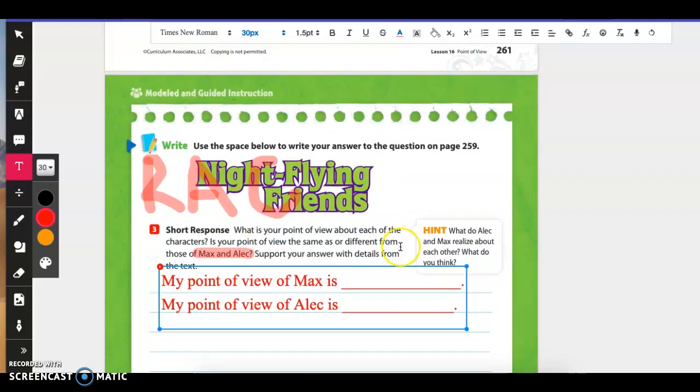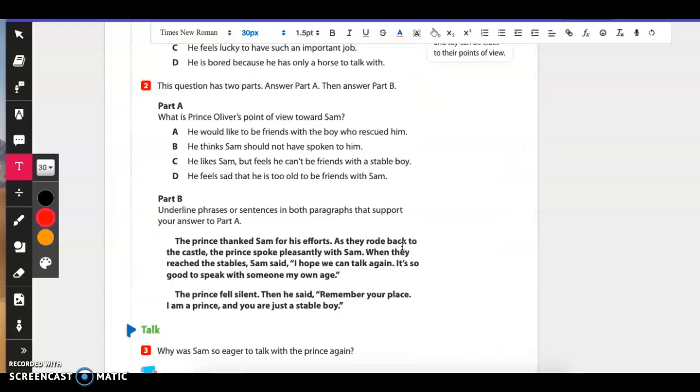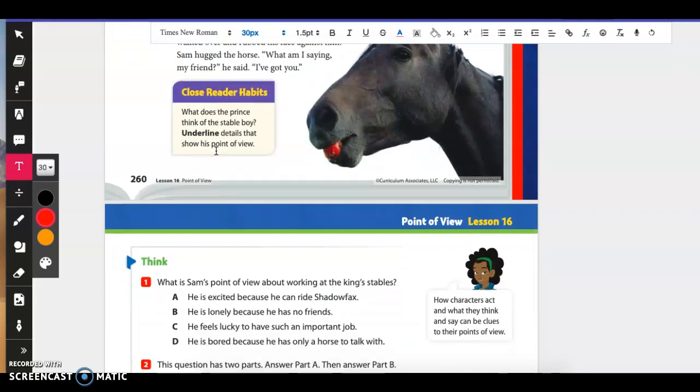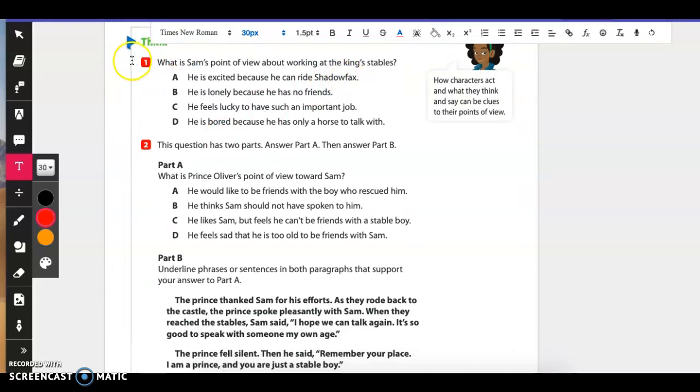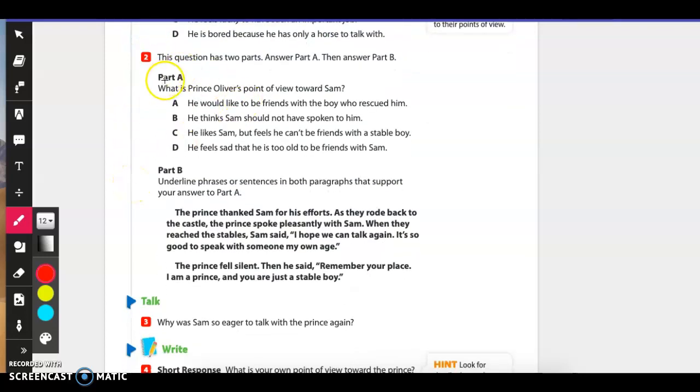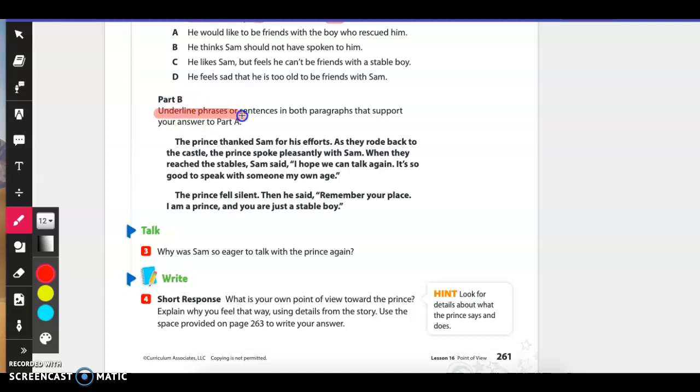After you finish this short answer response, come on up here and you're going to read The Stable Boy and the Prince. After you read The Stable Boy and the Prince, you're going to answer these questions. What is Sam's point of view? Sam's point of view about working at the king's stable. Part A for number 2. What is Prince Oliver's point of view about Sam? And then you have to underline how you know this answer.